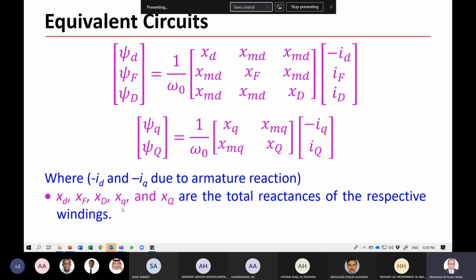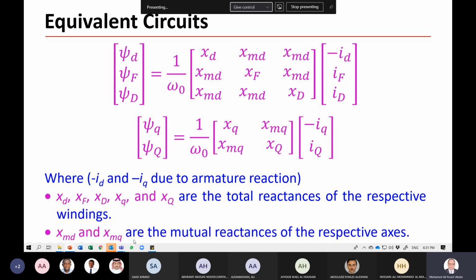Xd, Xf, Xd, Xq, Xq are the total reactances of the respective windings, or the self reactances here. Xmd, Xmq are the mutual reactances of the respective axes.